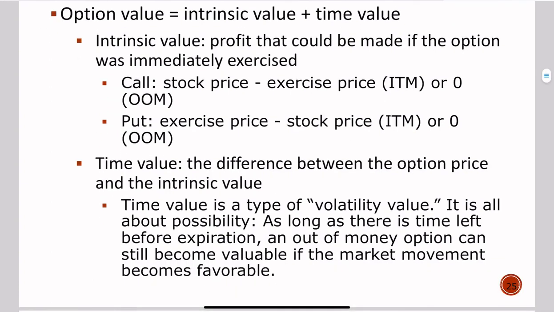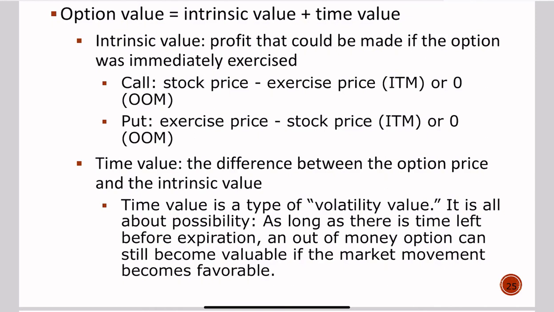The second part is called time value. Time value is defined as option value minus intrinsic value. Now, why is this term called time value? Well, it basically means value from time, right? So why does time have value here? In the case of options, time value is essentially volatility value. It's about possibility. Think about this.